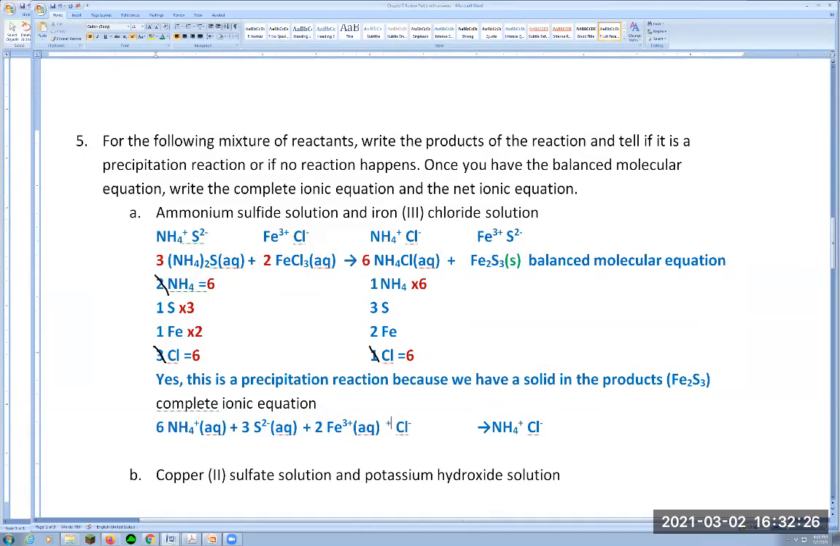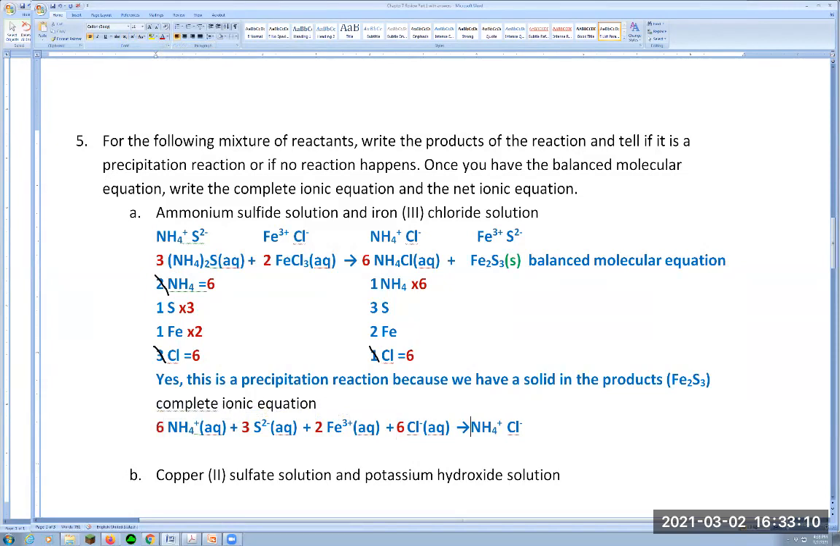Plus chlorine, and that's another aqueous ion. So chlorine, how many? We have 2 times 3, 6 chlorine, right? You need to keep it balanced. And I could change the color here so we see better. So 2 times 3, that's 6 chlorine, that's 2 of the Fe, and then here 3 of the sulfide, and 6 of the ammonium.